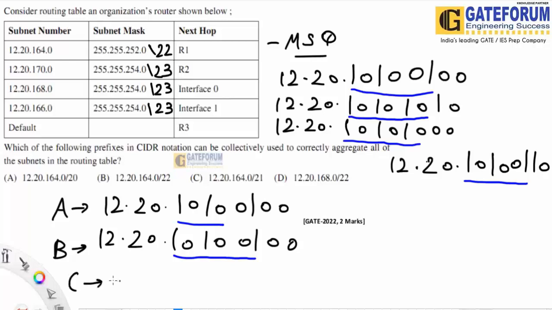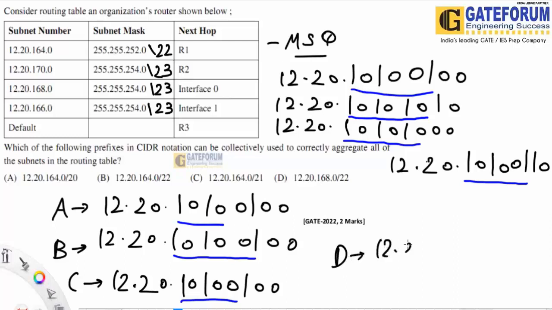If you look at option C, again 12.20.164. 164 is again the same thing, which is 101001. Again, if you look here, it is basically mask 21 till here, so it's 1010 then 0. And if you look at option D, it is again 12.20.168, which again is 1010, and 168 is this one, 100.